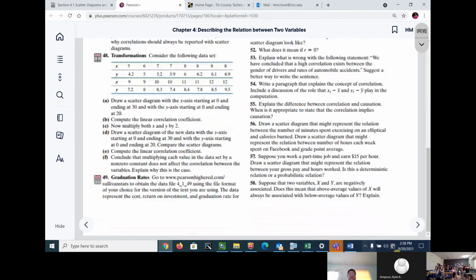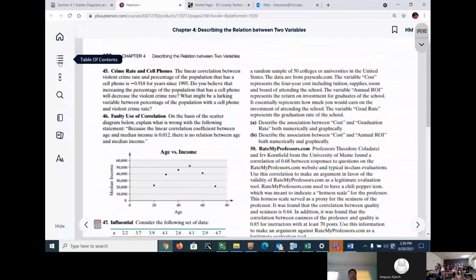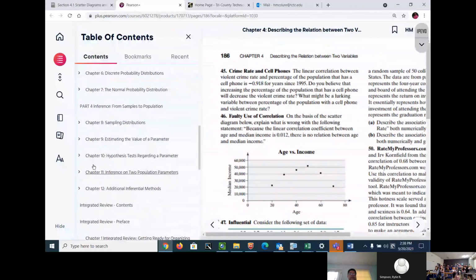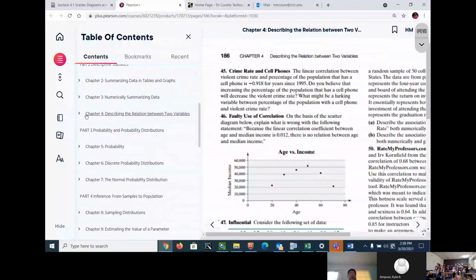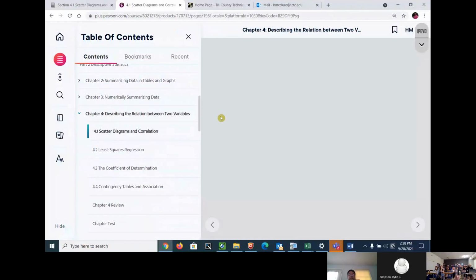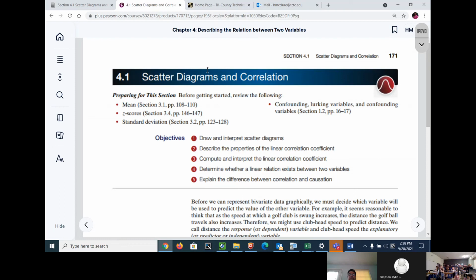And for some reason, when I hit 4.1, it goes to 4.2. So I don't know why it does that. Let me go to the table of contents and hit 4.2, 4.1 again. Did that this morning in the 8 o'clock class. Yeah. All right.